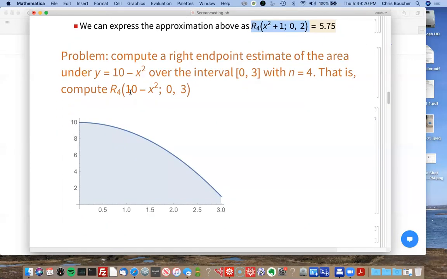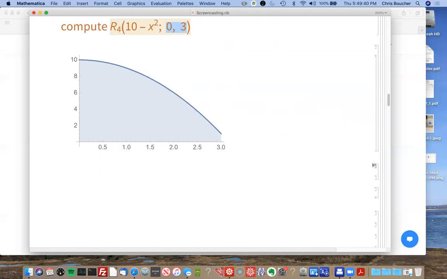So here I want to compute this thing, and all the words here just express what that blue highlighted thing means in English words. So here we've changed the function. Right now I'm talking about the function y equals 10 minus x squared, and the interval now is from 0 to 3. Here's a picture of the area that we are trying to estimate. All right, so let's go ahead and get started.